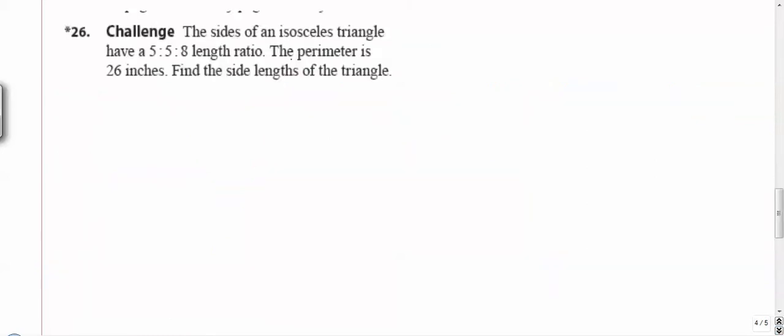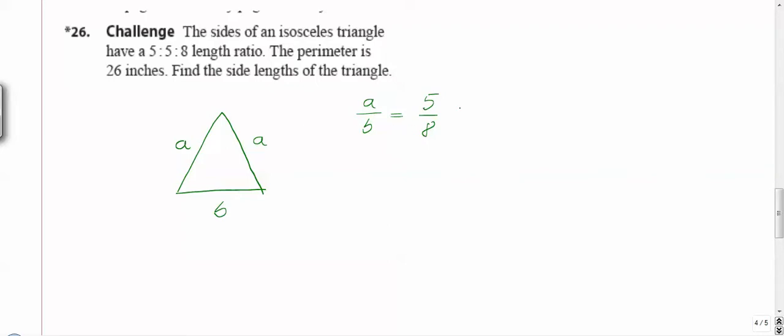The sides of an isosceles triangle have a 5 to 5 to 8 length ratio. The perimeter is 26 inches. Find the side lengths. Well, it will always help to put this triangle in front of you. An isosceles triangle, you guys remember, implies that two of the sides are congruent. Let's call two of them length A, and the other one B. So now I know that A divided by B, or the ratio of A to B, is actually 5 to 8.